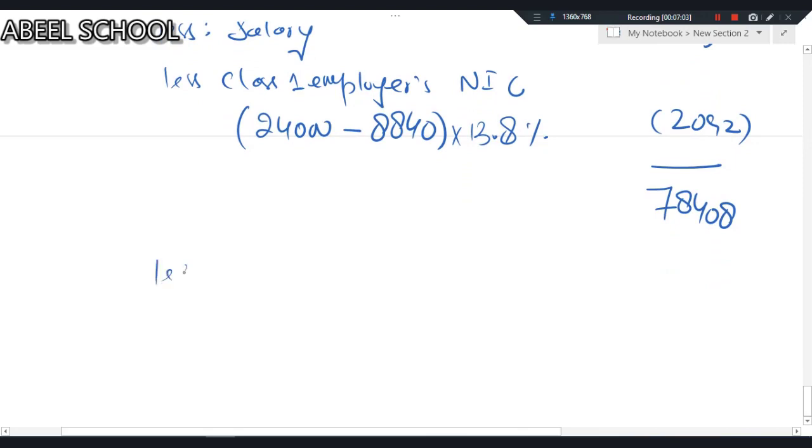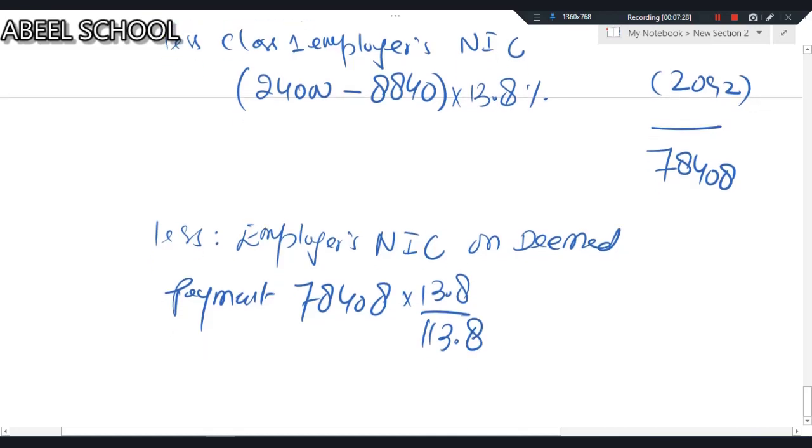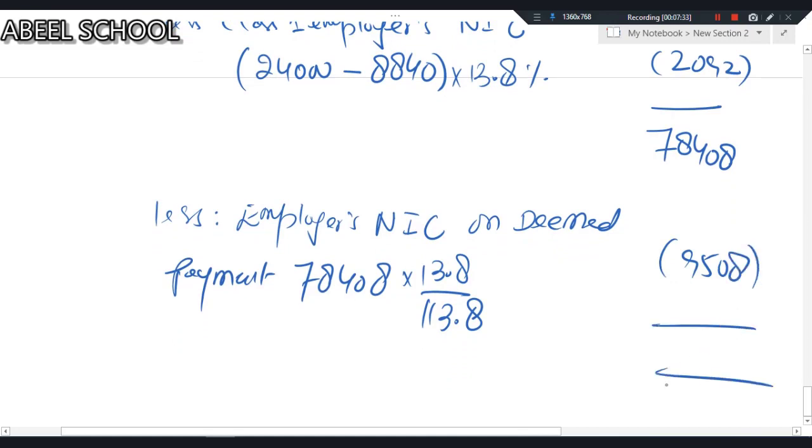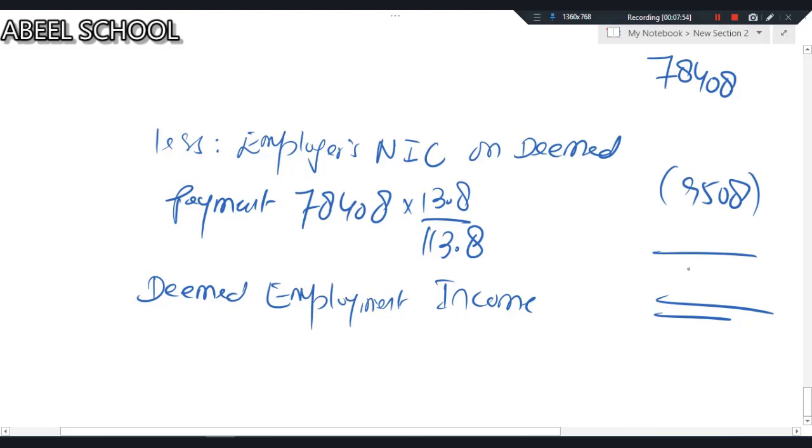Now let us deduct employer's NIC on deemed payment. 78,408 into 13.8 upon 113.8, I'm getting 9,508. So here comes the deemed employment income. We need to deduct 9,508 from 78,408. I'm getting 68,900. Zach is already getting a salary of 24,000. The additional deemed employment income is 68,900.